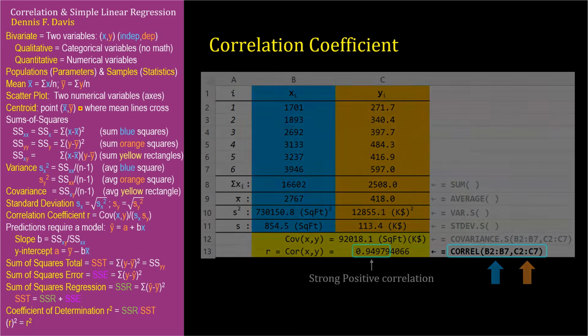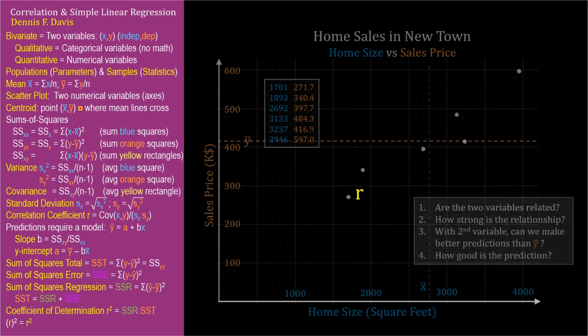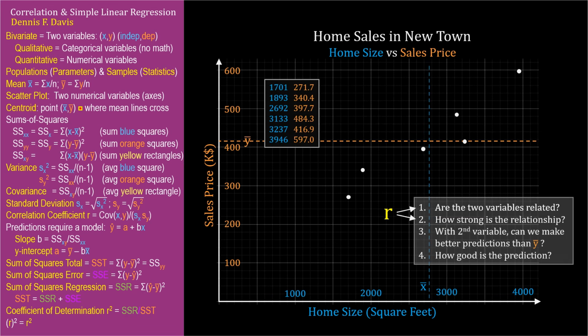Here's a summary chart for correlation coefficient. We've gone over all this already, so I won't repeat it, but here it is in one place. Now we're ready to address the last two questions, which involve making predictions about new data values. Question 3. Now that we have our second variable, square feet, can we make better predictions than simply predicting y-bar?